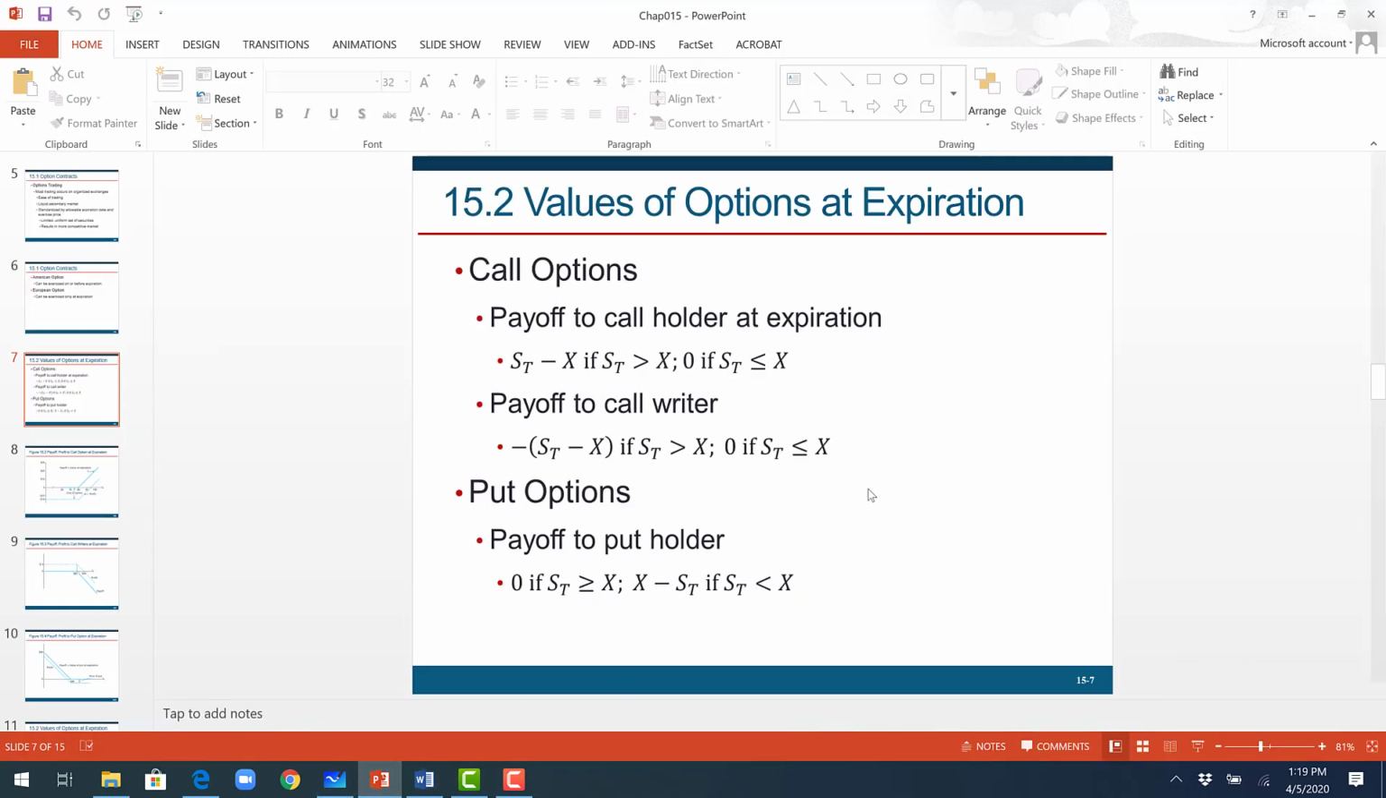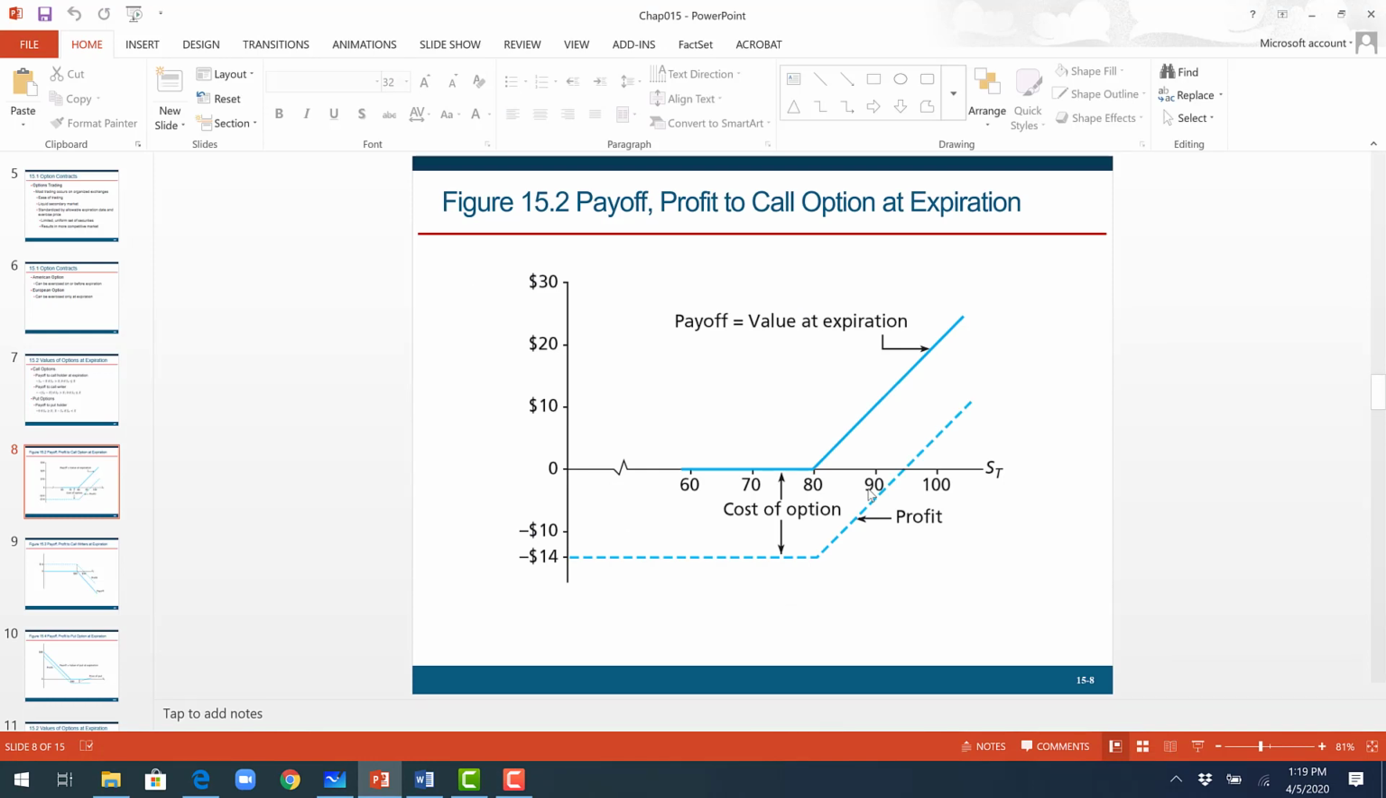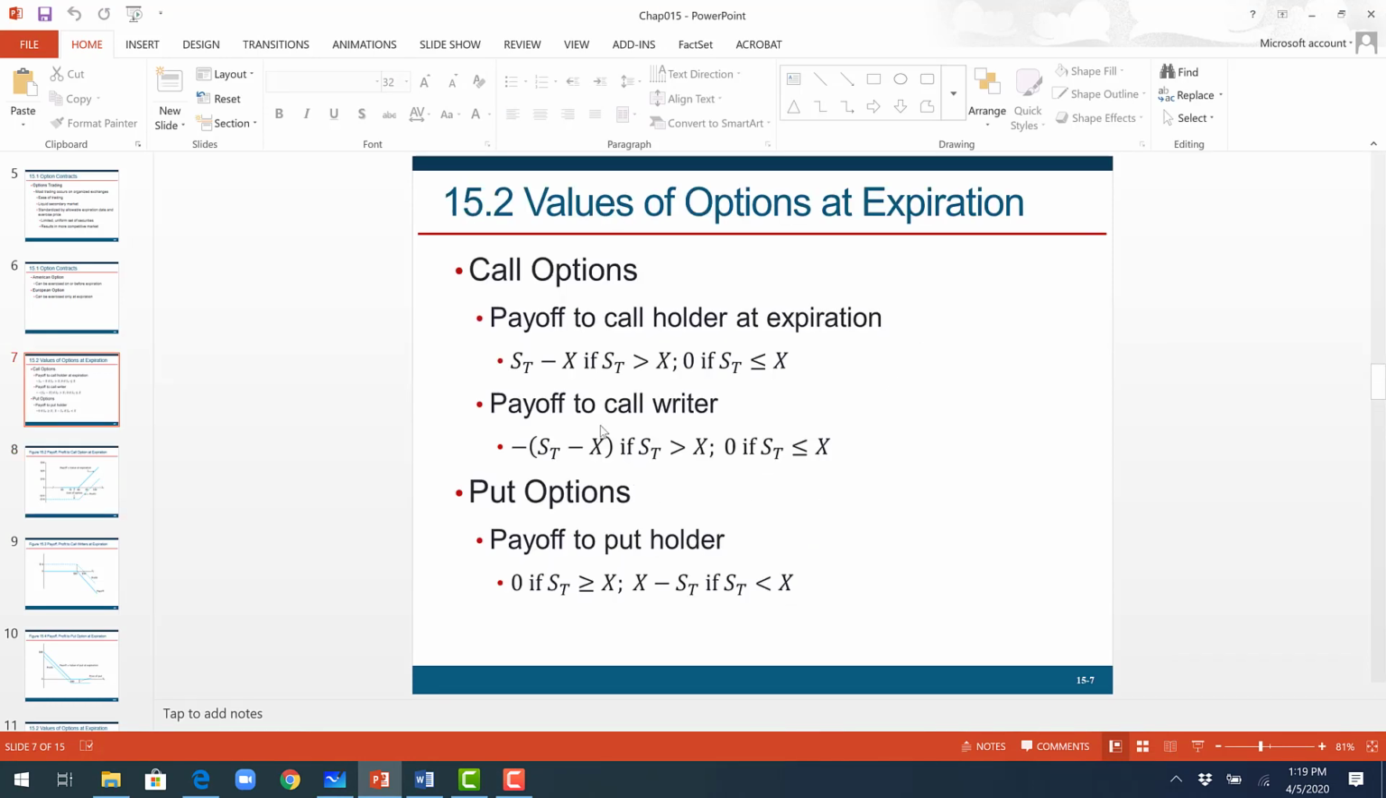So it's always best to actually work out the writer's payoff by thinking from the buyer's perspective, because the option to exercise or not exercise lies with the buyer, right? If the buyer exercises and makes a profit, then the writer loses. If the buyer loses, then the writer actually gains.